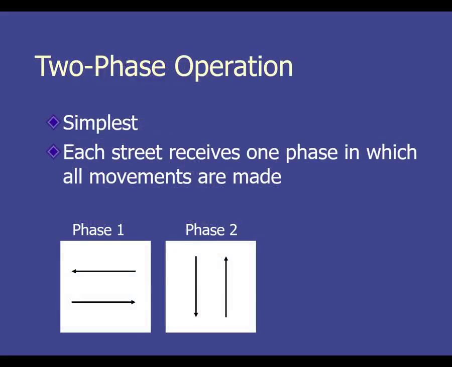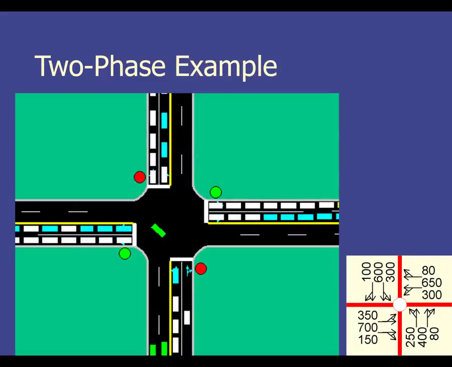The two-phase operation, which is the simplest, each street receives one phase in which all movements are made. So in phase 1, all the perpendicular traffic flows. In phase 2, all the parallel traffic flows. This is a schematic of what that might look like.